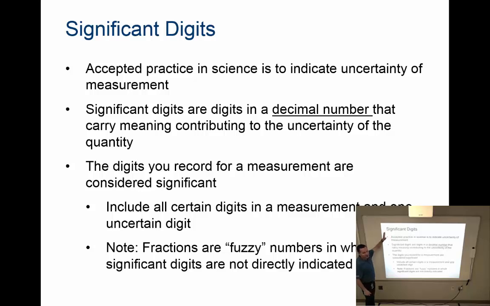Okay, significant digits. We talked about this in the last PowerPoint, but we need to mention it again. It is the practice in science to indicate uncertainty in our measurement. And we talked about how we would have the digits that we're certain about plus our estimate.